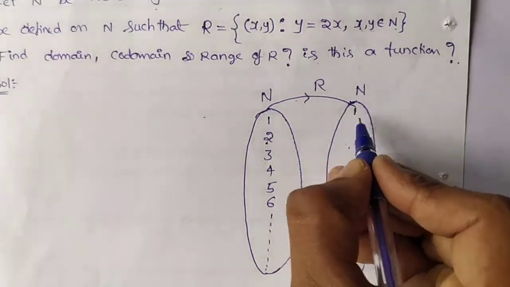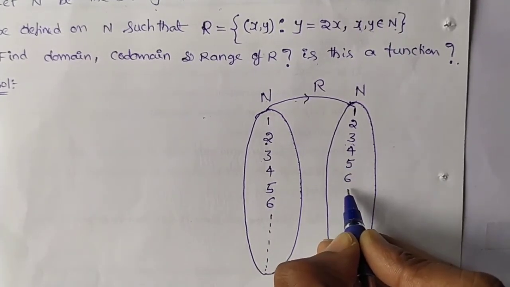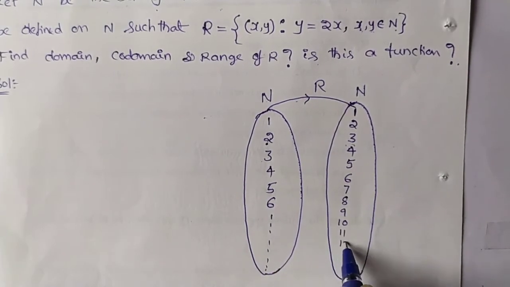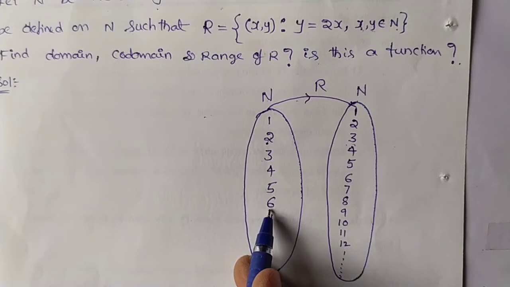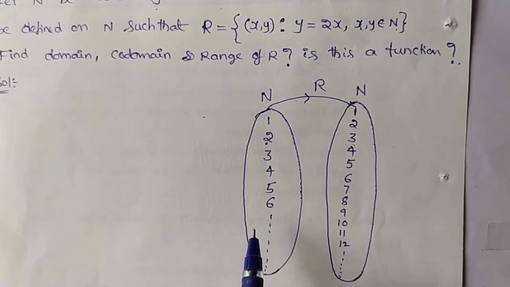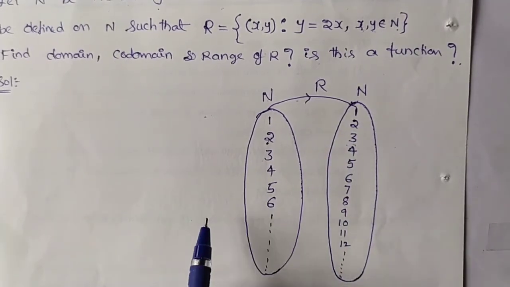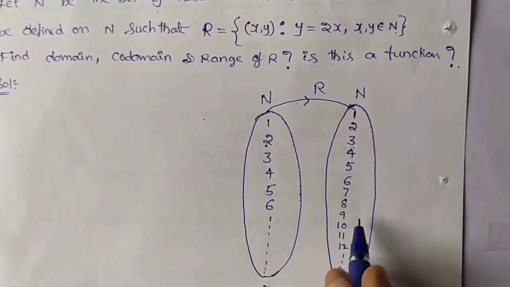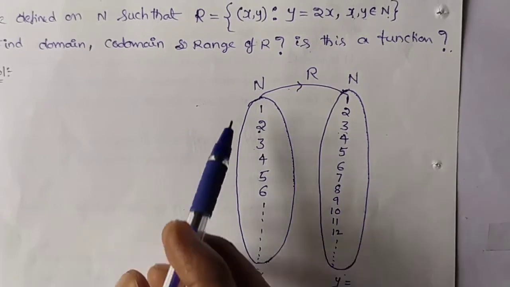Natural numbers 1, 2, 3, 4, 5, 6, 7, 8, 9, 10, 11, 12 and so on. If you want to continue these numbers, you can continue. I don't have that much space, so I have written 1 to 6, and in the codomain I have written 1 to 12. Now these elements are x, these elements are y, right? It is x and it is y. y is already defined in the question itself.